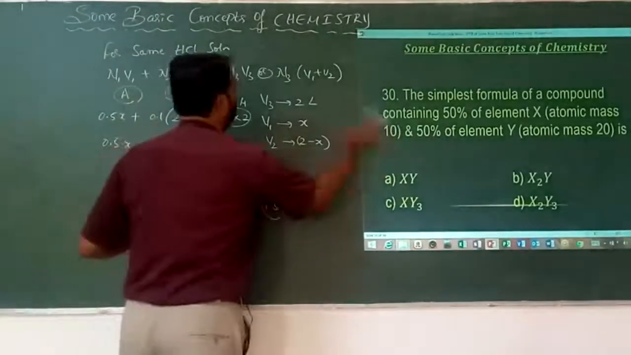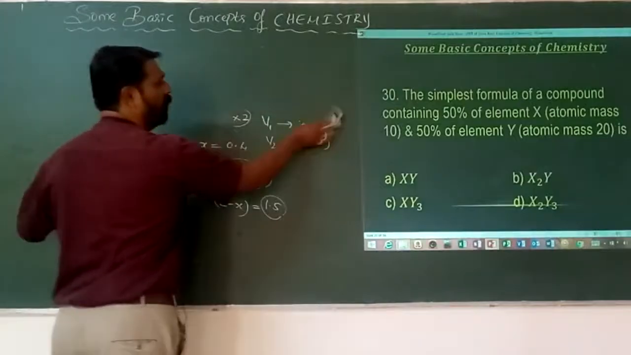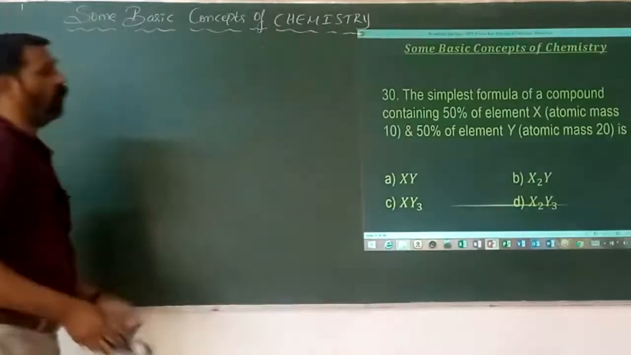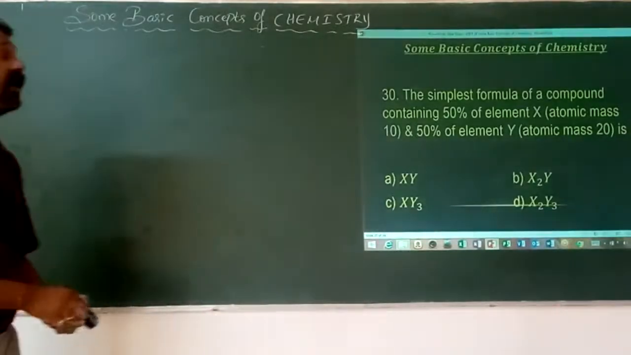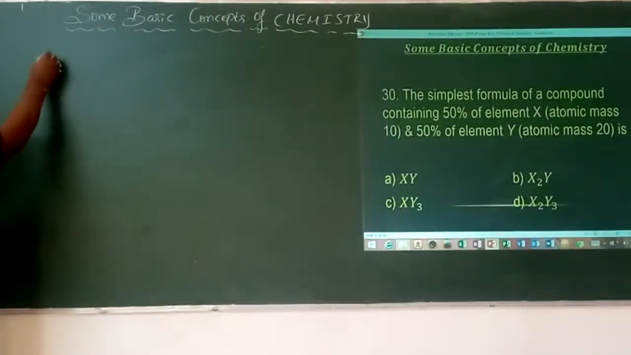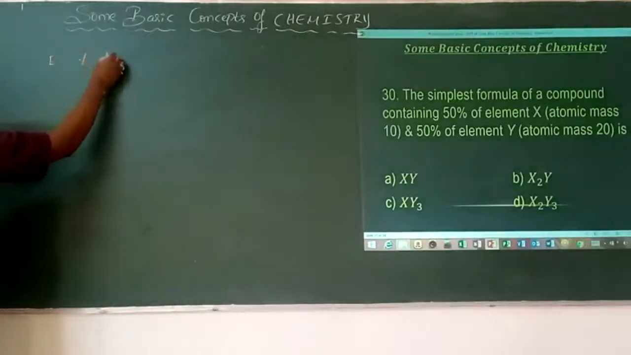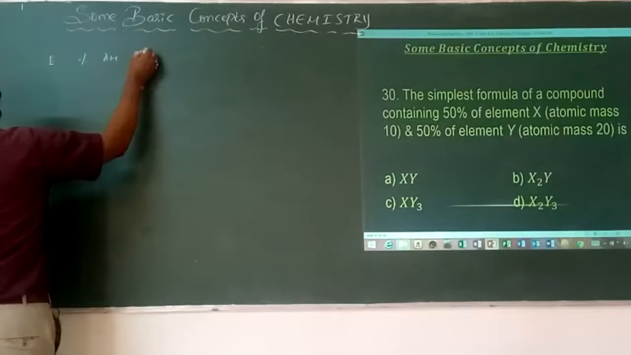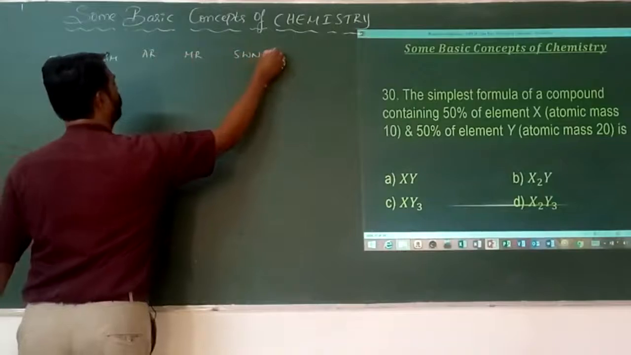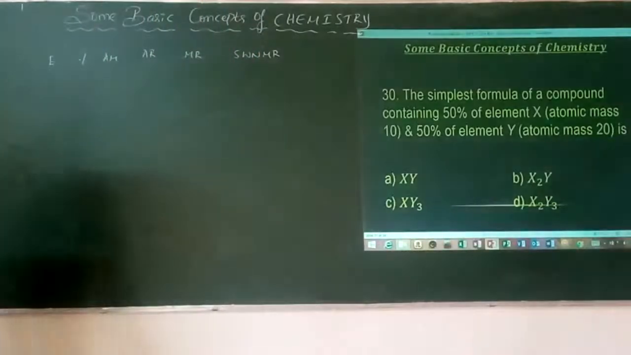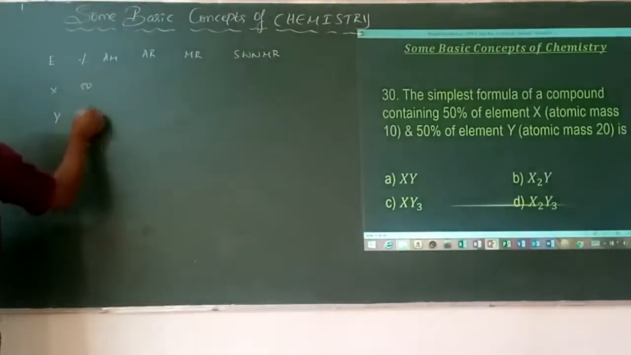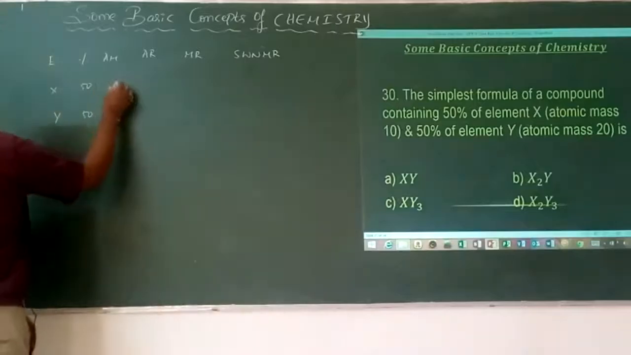The simplest formula of the compound containing 50% of element X and 50% of element Y. Both atomic masses are different, they are going to be 10 and 20. So let me make the table for it: element, percentage, atomic mass, atomic ratio, mole ratio, simplest whole number mole ratio. It will be very clear with that. The elements here are X and Y, the percentage of both is 50-50. The atomic mass of X is 10, and of Y it is 20.